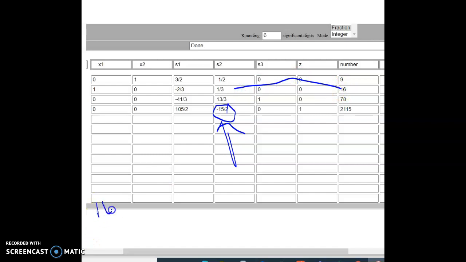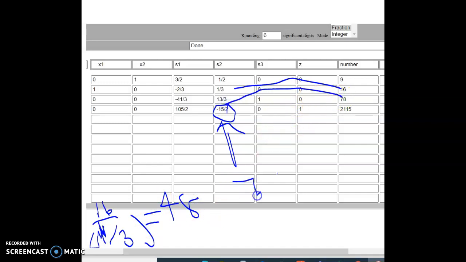16 divided by 1/3. So 16, and again, if you're going to use a calculator, oopsie, sorry, that doesn't want to make a nice one, but 1/3, that's going to end up being 48. And then what's my next one? 78 divided by, and again, put it in parentheses, 13/3. So if you take 78 divided by 13/3 in parentheses, okay, I get 18.